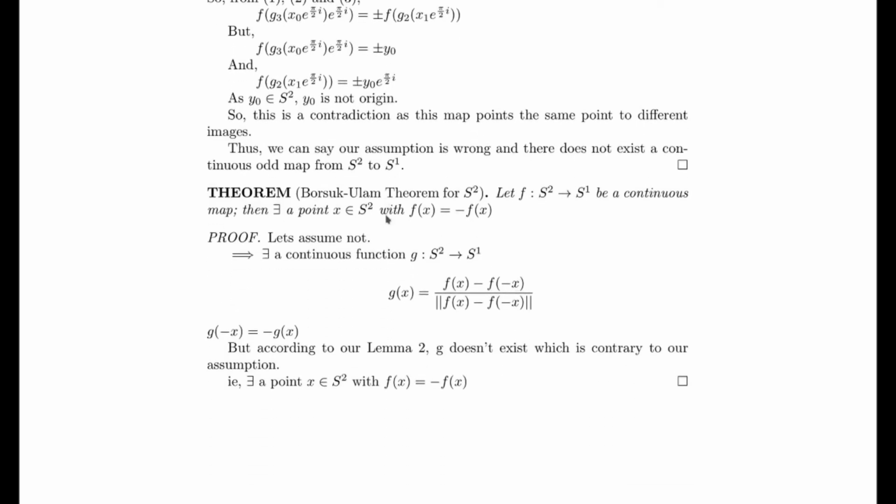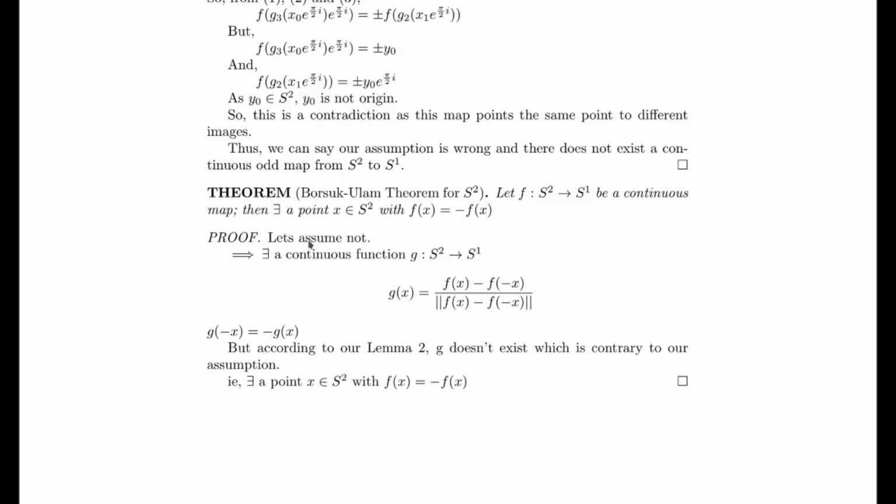Now on to our main theorem. The Borsuk-Ulam theorem for S2 states that if there exists a continuous map f from S2 to R2, then there exists a point x in S2 with f of x equals f of minus x.